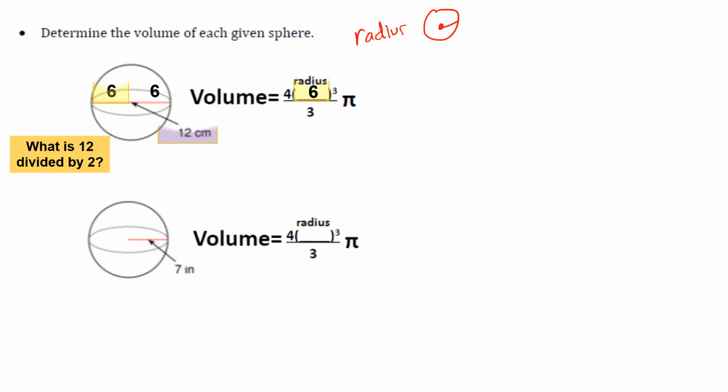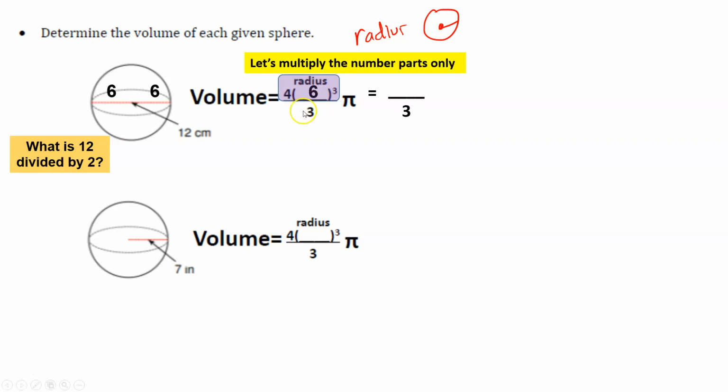And go ahead and take a moment and compute what 4 times 6 times 6 times 6 is. You got that? You sure? Okay. Now notice I'm going to still bring over my denominator of 3 and my pi symbol, and hopefully you computed that out because it's going to be a big number, 864.